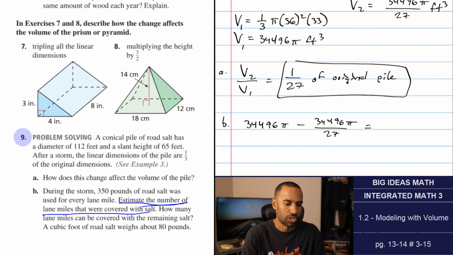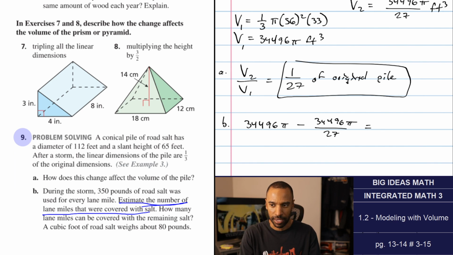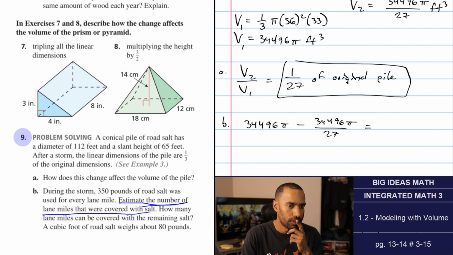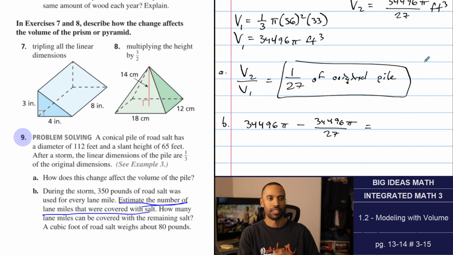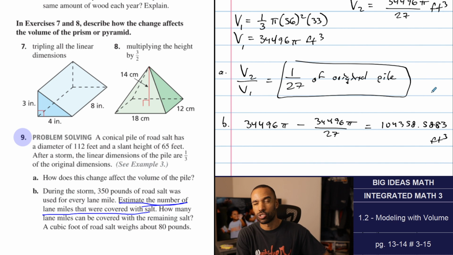Let's see if there's a good fraction version of this, though. I'm going to do 34496 pi. I can do common denominator stuff, but I'm going to see if my calculator can do it for me. Let me take out pi, because I want to do this in terms of pi anyway. 34496 over 27. Fraction, please. No real fraction number for this. Maybe I have to wing it. Let's get the number for what it is, and there might be some rounding error, but 104,358.5883. This is cubic feet of what is used when the storm blew everything out.